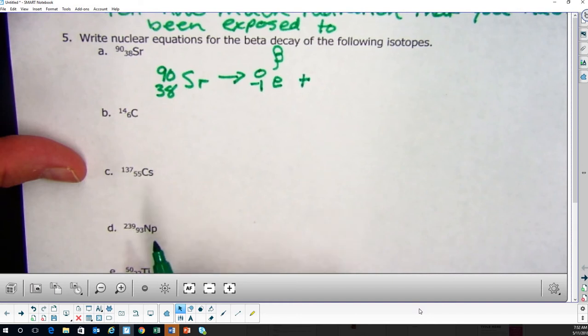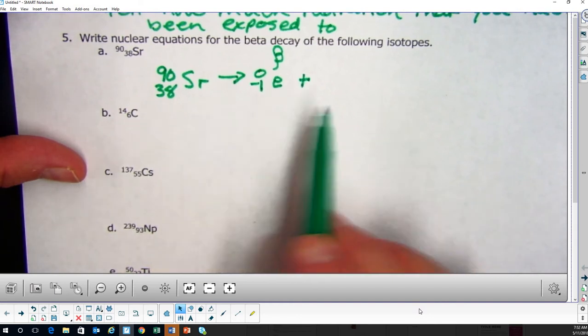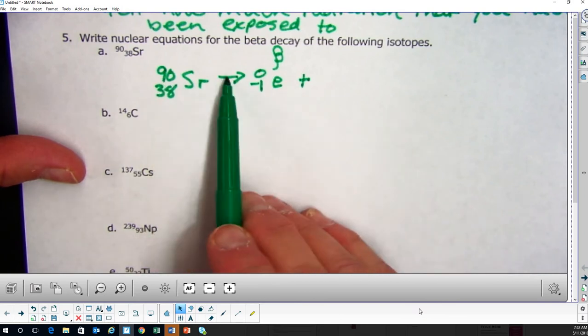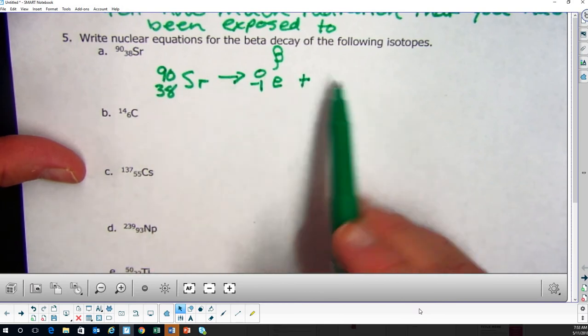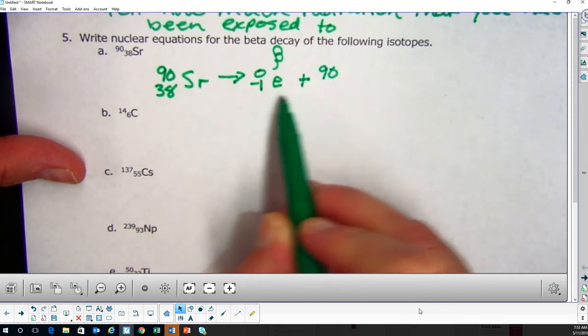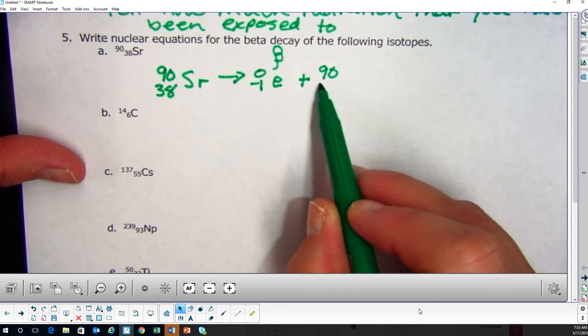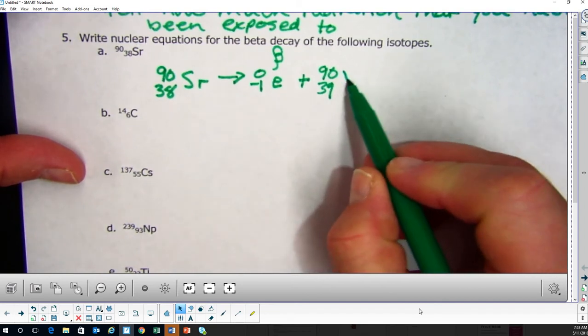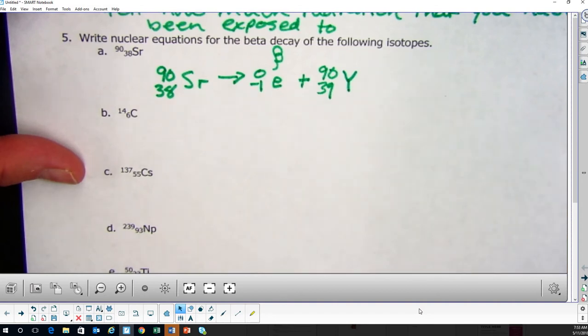So as I've been correcting things and seeing things coming in, these are the easy questions, guys. This is not hard. 90 equals 0 plus what? 90. 38 equals -1 plus what number? 39. What number on the periodic table is 39? What element? Yttrium. Done. Okay, why? It's down in the d block on the left-hand side.